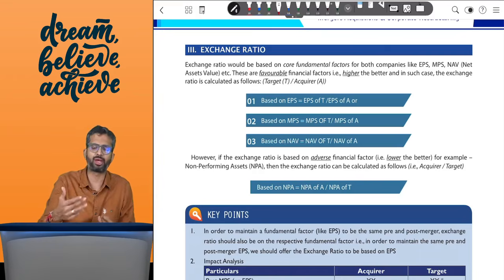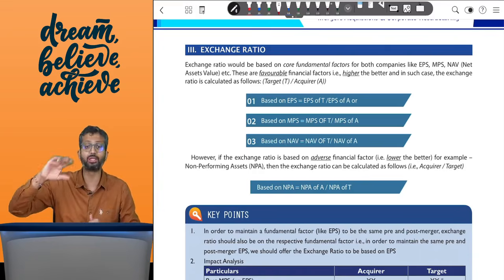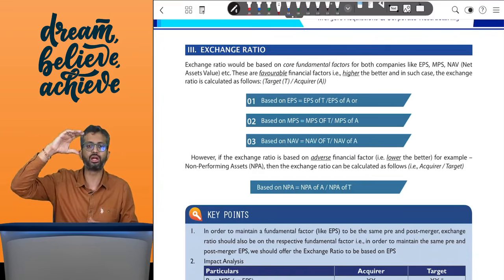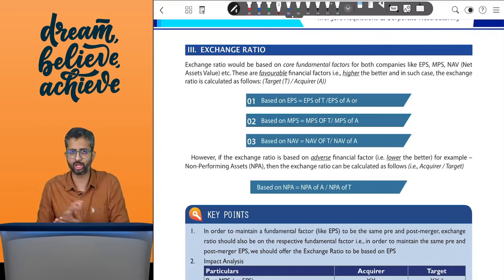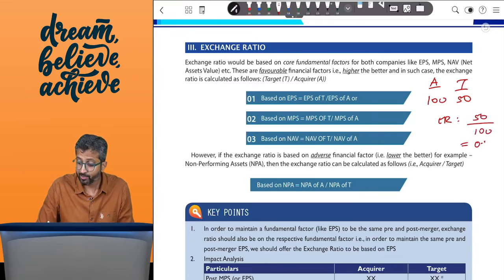For these favorable financial factors, your exchange ratio will be calculated as, for example, if EPS is the relevant base, EPS of the target upon EPS of the acquirer. Like for example, if the target has an EPS of 50 rupees, the acquirer has an EPS of 100 rupees, which means if I want to find the exchange ratio, this will be 50, that is target, upon 100, that is acquirer, that is 0.5:1.